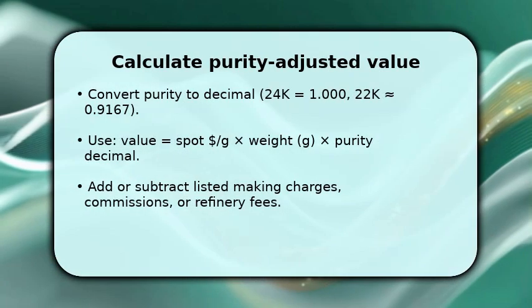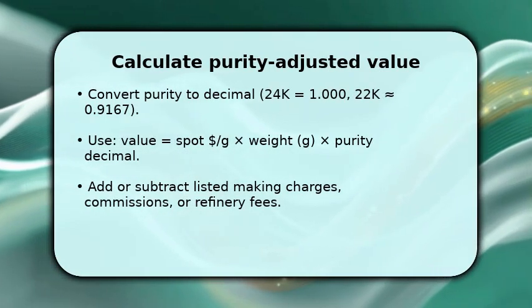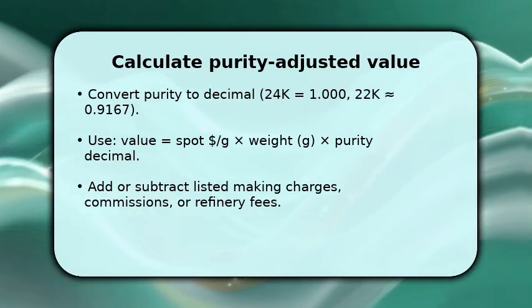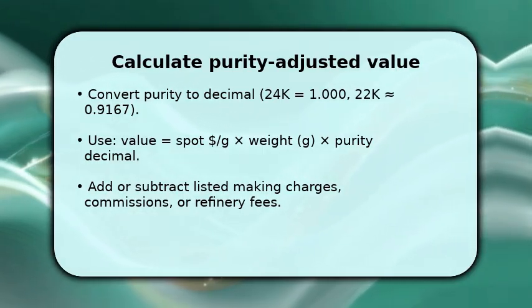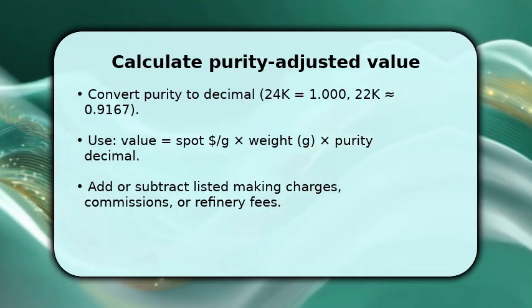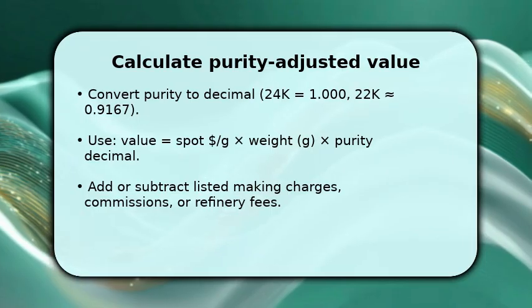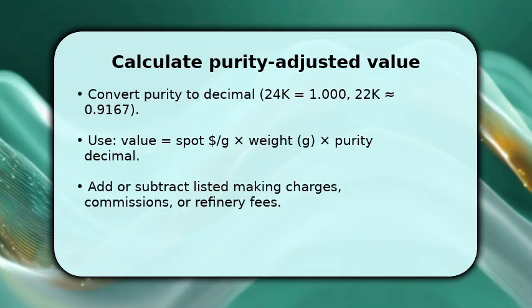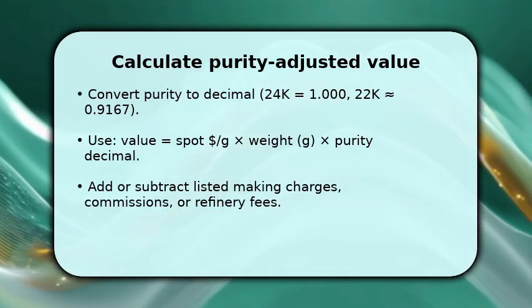24K is 1, 22K is approximately 0.9167, and multiply spot price per gram by that purity and by the exact weight. Once done, add explicit making charges, dealer commission, or refinery fees the seller states. Those are separate from raw gold value. Also include applicable taxes. Doing this shows the fair base.